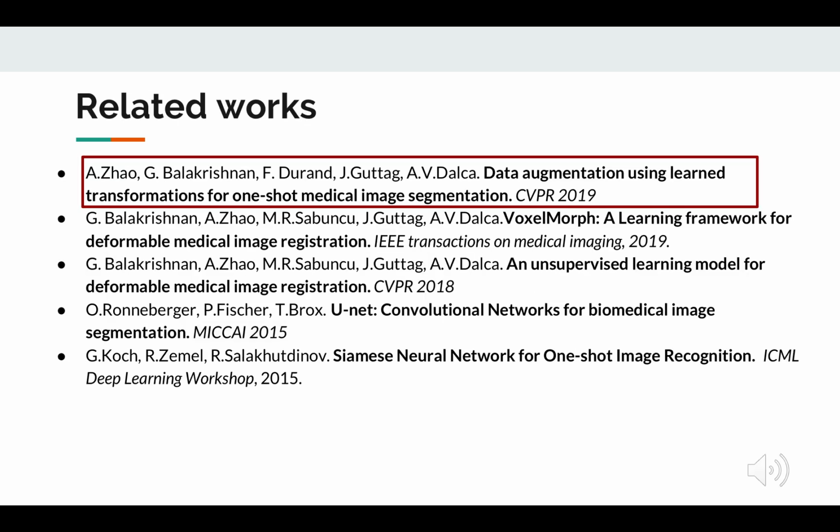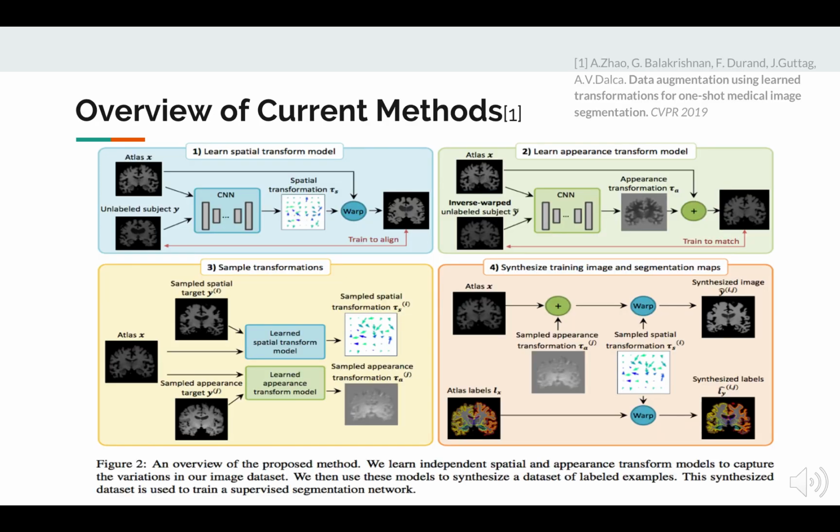These are the reference research works related to my project. The baseline model is mentioned in the first paper. This figure shows how the baseline Brainstorm model works. The Brainstorm model requires only one labeled scan and leverages other unlabeled scans in an unsupervised approach.